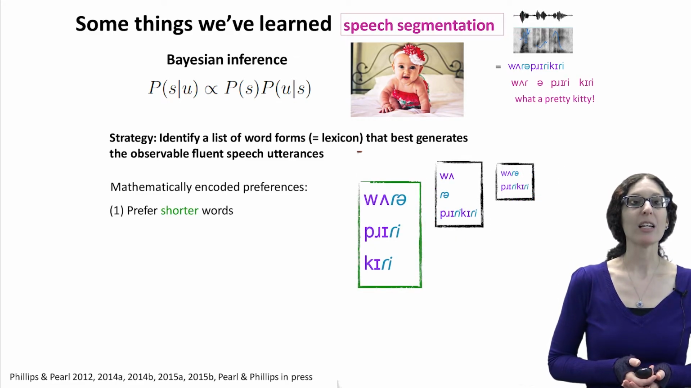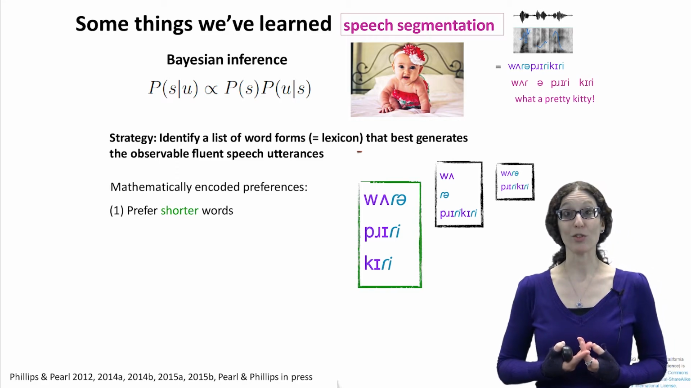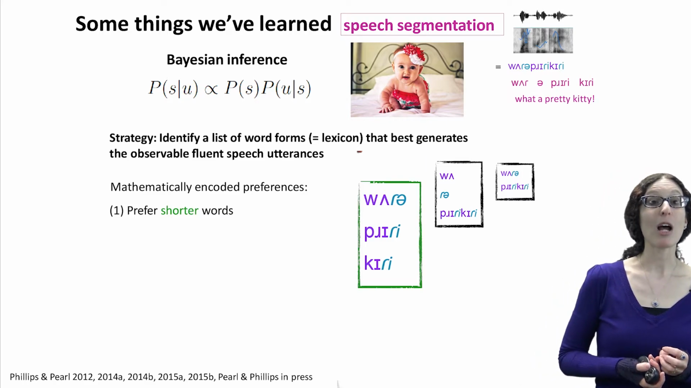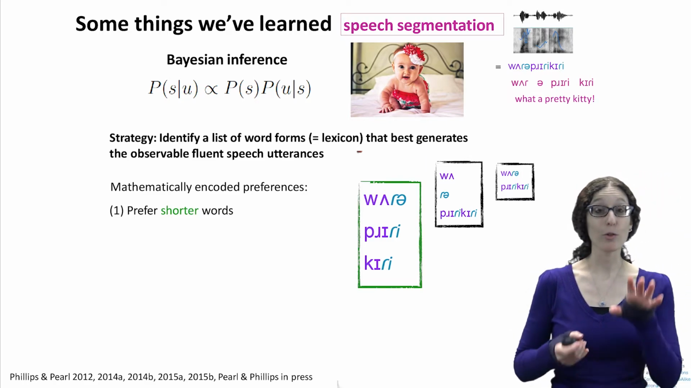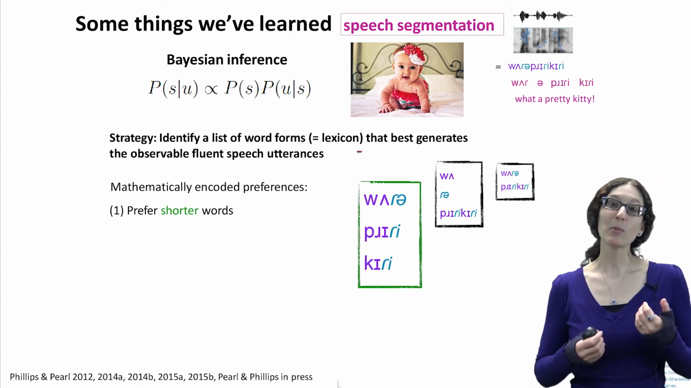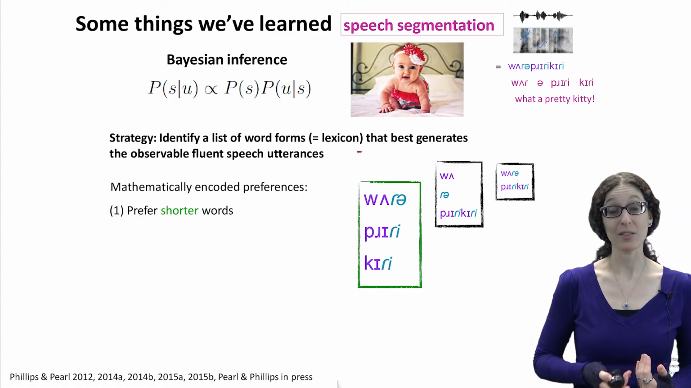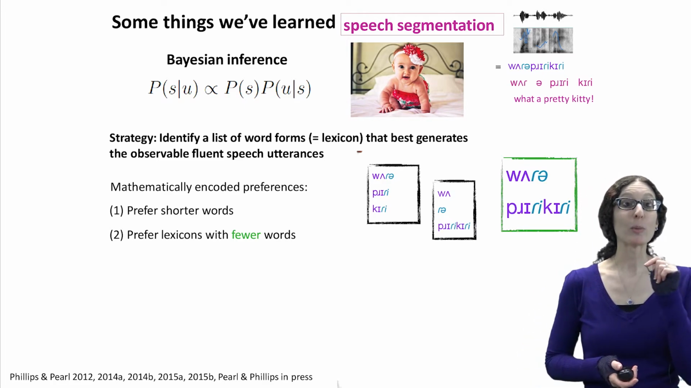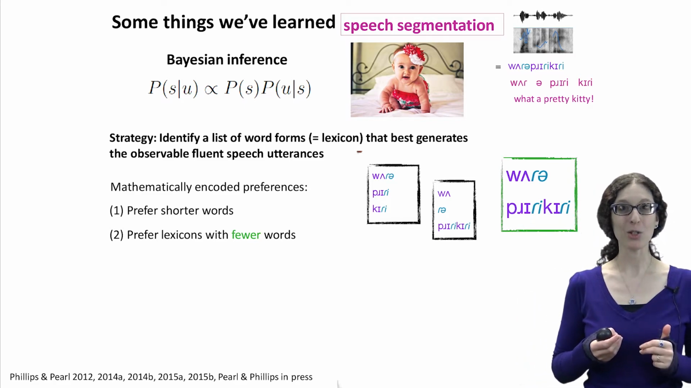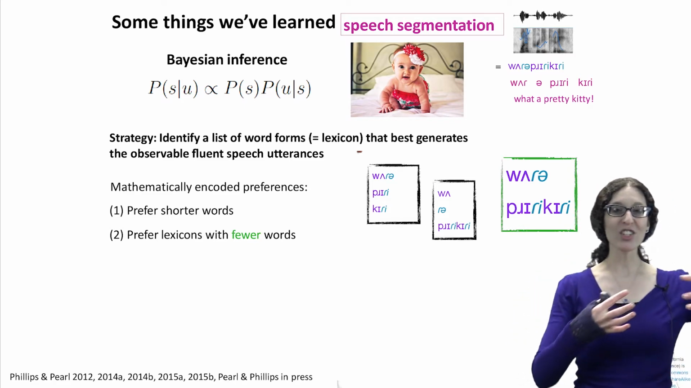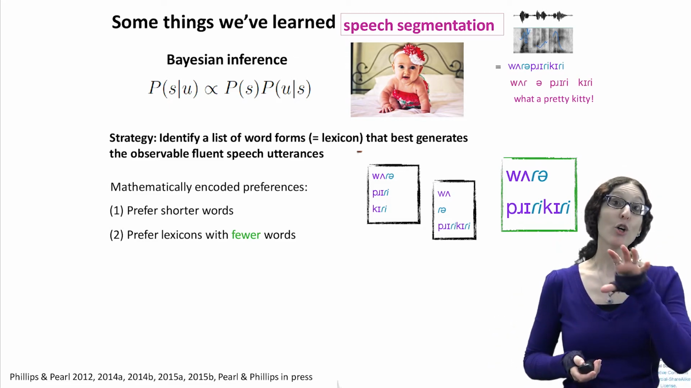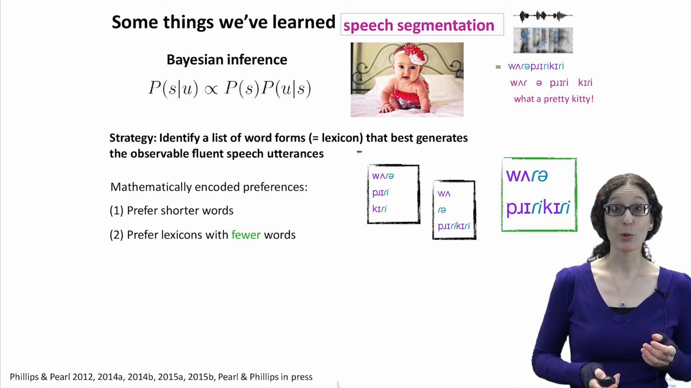And so this strategy has prior beliefs about what good answers look like. And so it mathematically encoded two preferences. The first one was a preference to prefer shorter words. So if you look at these three lexicon options, that first one has the shortest words, right? So this preference would bias you towards that answer as the right one. The other preference was to prefer fewer words. So that's going to actually bias you towards the third option because that one only has 2 word forms while the other ones have 3. So these preferences are kind of in conflict, right? You want to balance those in your ideas about what the right answer might be. Those are the prior beliefs that our model children were working with.